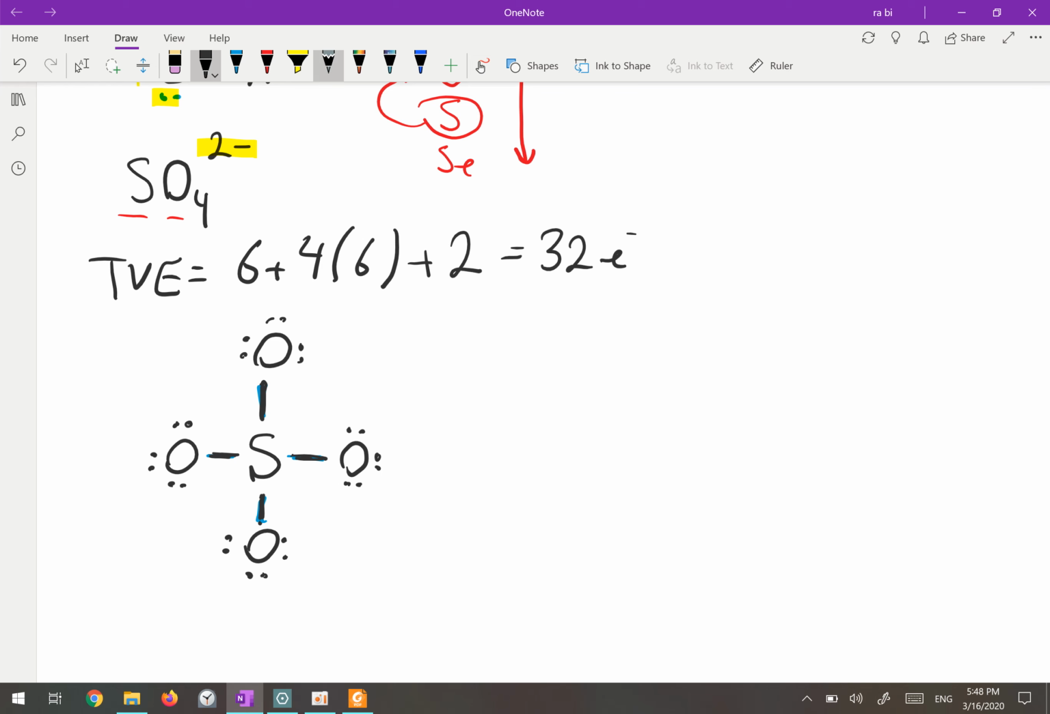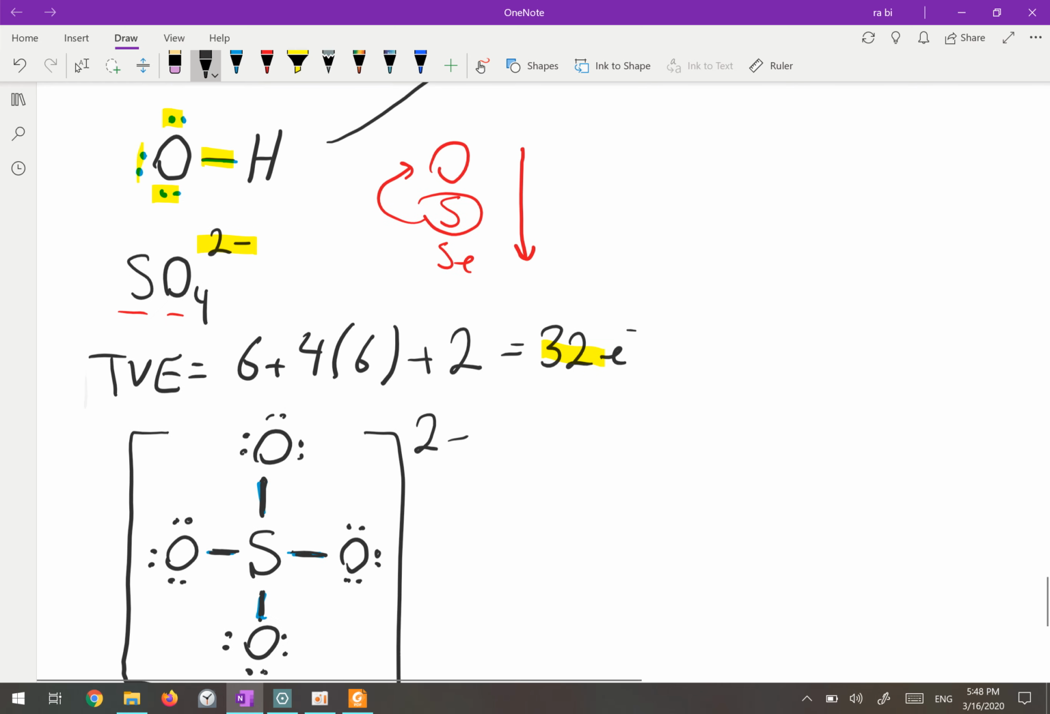Now it's time to count the electrons and check if it's 32 or not. If you count all of these electrons that you have here, you can see that there are 32 electrons. So this is the correct Lewis structure for the sulfate ion. But when you have the ion, you must draw this Lewis structure inside the bracket and show the charge of the polyatomic ion here. So it's 2 minus.